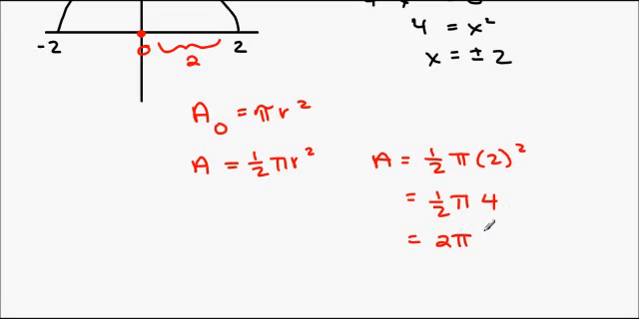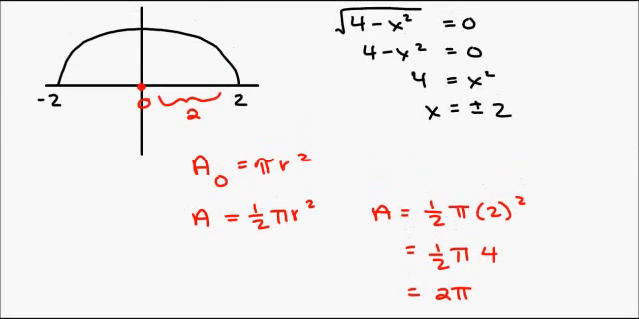So the area under this curve, I could shade this all in, and oh, I can use my highlighter. So I could shade all this in. This is the area, and it is 2 pi.